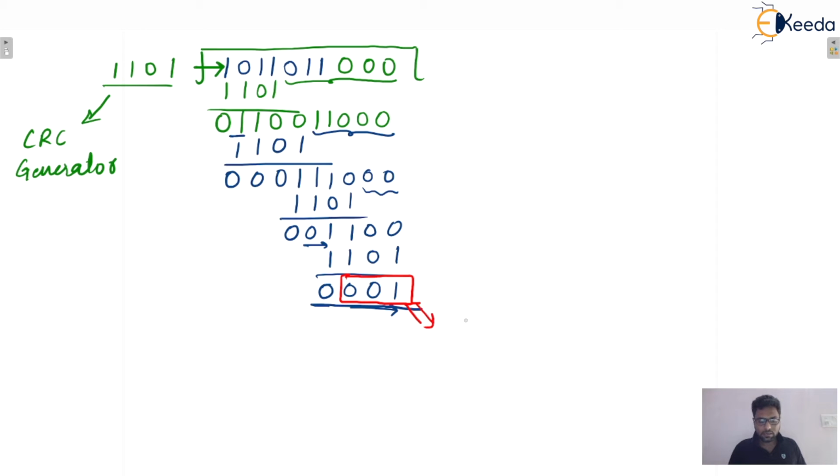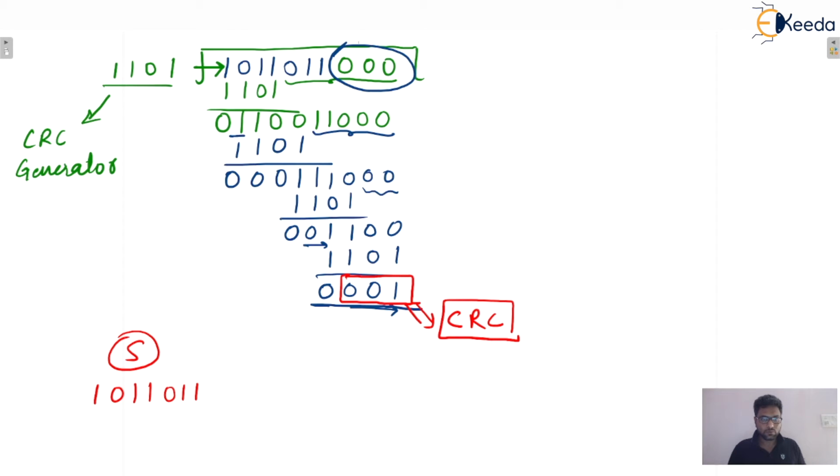Now this is the required CRC. We have done some calculation and found the CRC. Now, what will the sender do? This was the data for the sender. Attach this particular CRC instead of these 3 zeros. Whatever the remainder is, that is the CRC, 001.